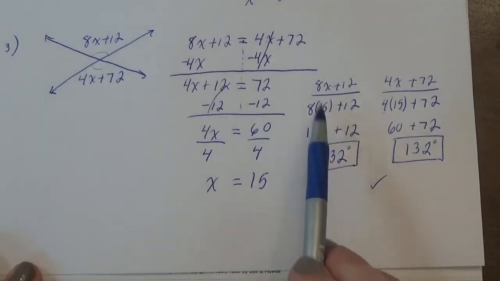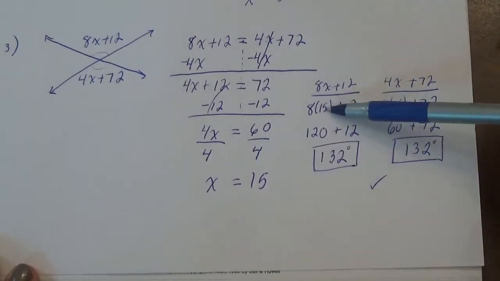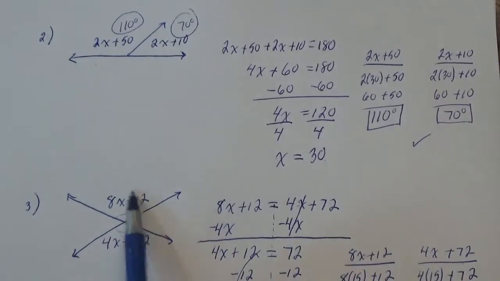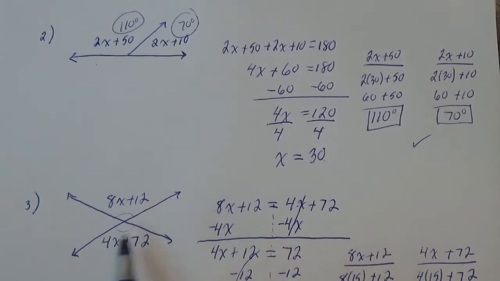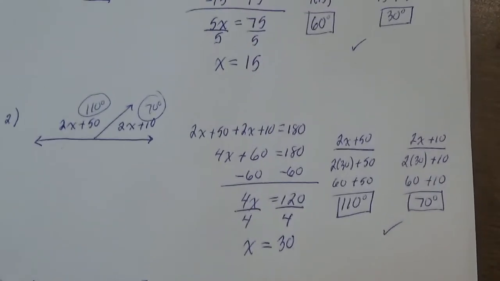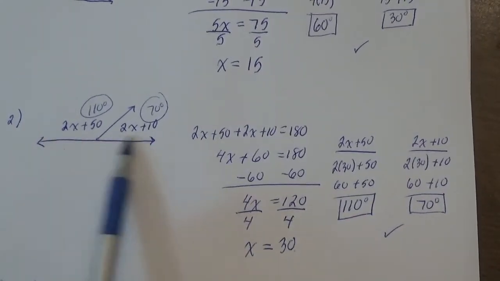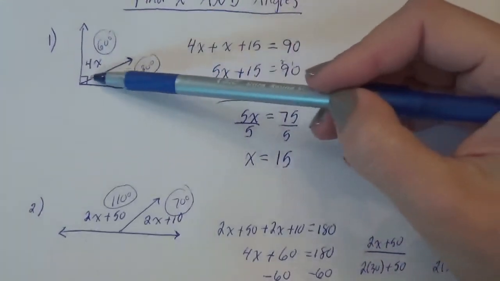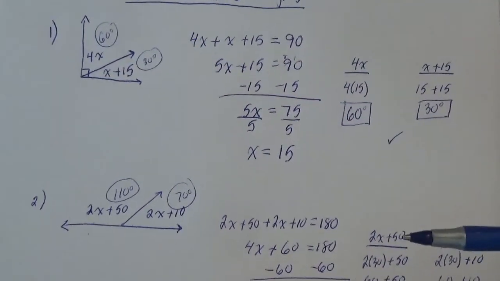All right, so nothing really new today, guys, except that now once you figure out x, you're going to use it to sub in and figure out what the angles are. All right, still have to look at the picture to set up your equation. Are they across? Then they're equal to each other. Are they next to each other on a straight line? 180. Are they in a 90-degree angle? Then they add up to 90.